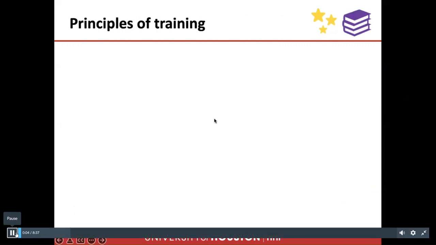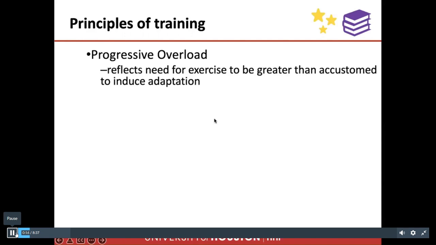We're into talking about training. Let's talk about some principles of training. There are 4 principles of training we're going to discuss. The first one is progressive overload. What is progressive overload? This reflects the need for exercise to be greater than the accustomed to induce adaptation. If we want somebody to improve their fitness, we're going to need to increase the load. So overload in the sense that it's more than what they're accustomed to doing. Not overload that we're going for as high as we can, but just more than the person's accustomed to do.